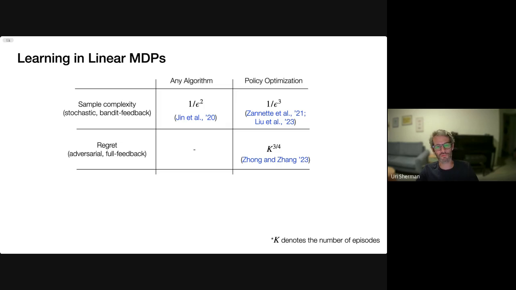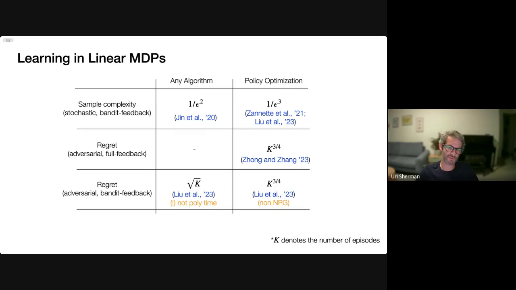And then looking into the online case with adversarial losses and full feedback. Sorry, I don't remember if I mentioned, but of course, bandit feedback means that the agent during learning observes losses only along the state-actions she has visited, and full feedback means she observes the entire loss function after each episode. So the recent paper by Zhong and Zhang showed a variant of the natural policy gradient that achieves the regret of K to the power of 3 over 4.